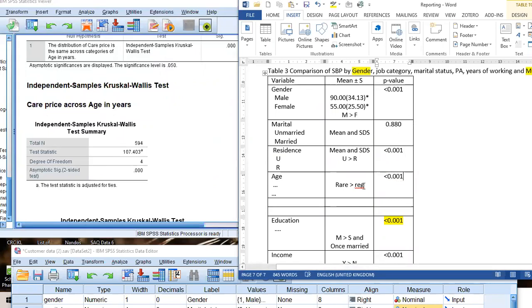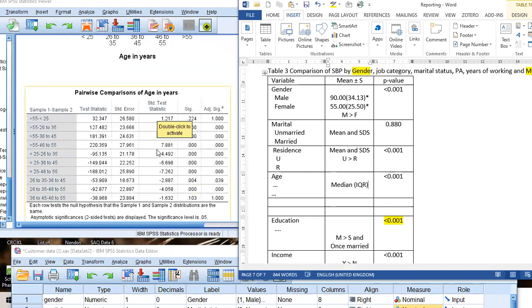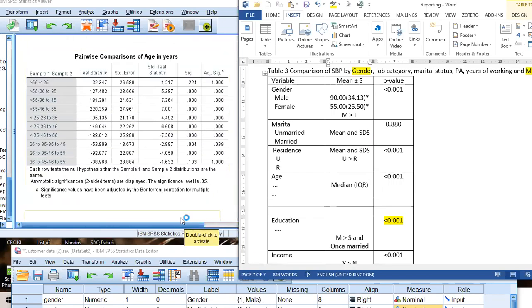That means at least one pair differs, right? Yes. What goes here is median and interquartile range, IQR. Okay, let's see which pair is different. So many pairs now. So which pairs are different?